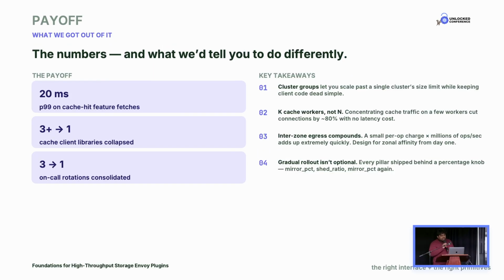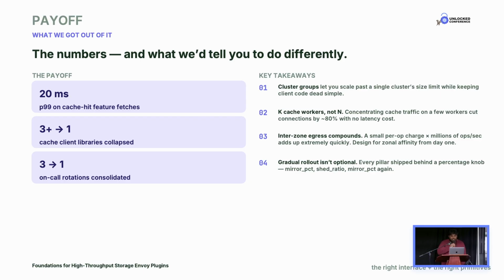So what is the payoff? We could serve the recommendation requests at 20 milliseconds at P99, given our budget is 500 milliseconds, so we are way better after onboarding to Valky. All the cache access is consolidated to one SnapCache lib under Envoy. Previously, each team had to have their own Redis client and do optimizations in an ad hoc way, but now it's all in here, and the on-call is also consolidated.